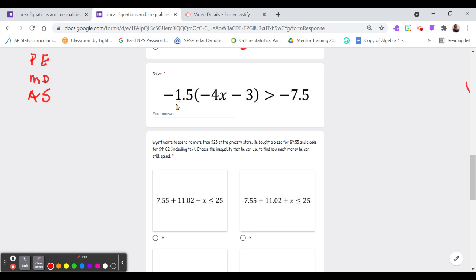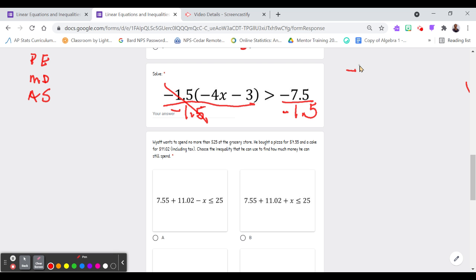I'm multiplying by 1.5, so the opposite, or the inverse, is to divide by negative 1.5. Could you distribute? Yes, but you don't have to use inverse PEMDAS. It's just one way to help make things a little more efficient. It's a strategy, not your only way.